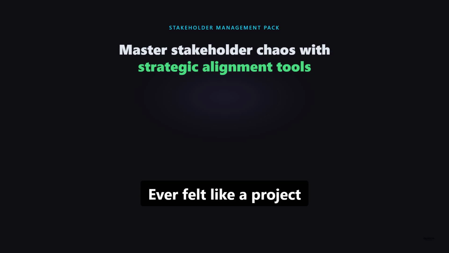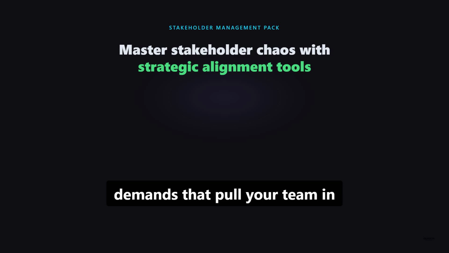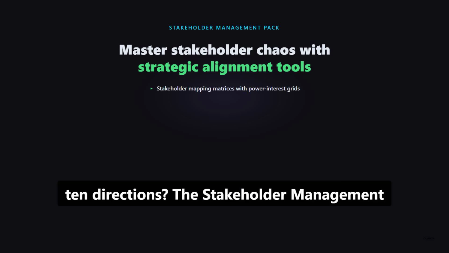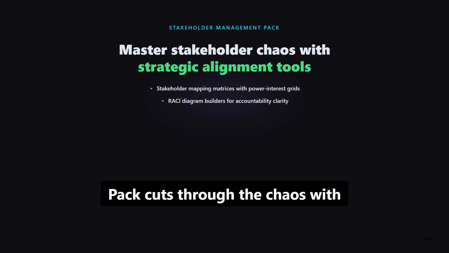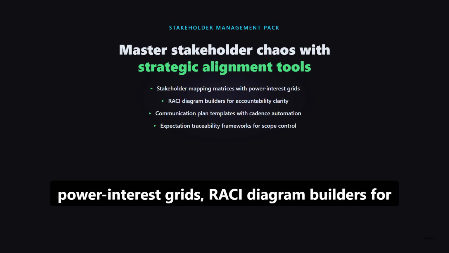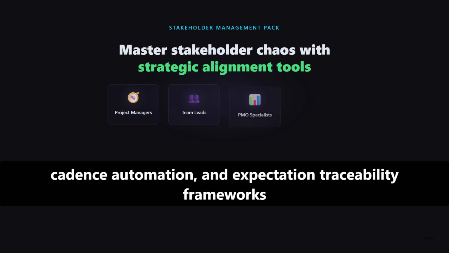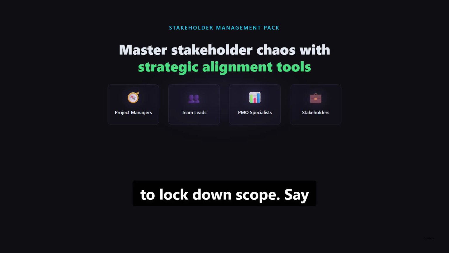Ever felt like a project manager in a circus, juggling stakeholder demands that pull your team in 10 directions? The Stakeholder Management Pack cuts through the chaos with battle-tested tools: stakeholder mapping matrices with power-interest grids, RACI diagram builders for accountability clarity, communication plan templates with cadence automation, and expectation traceability frameworks to lock down scope.